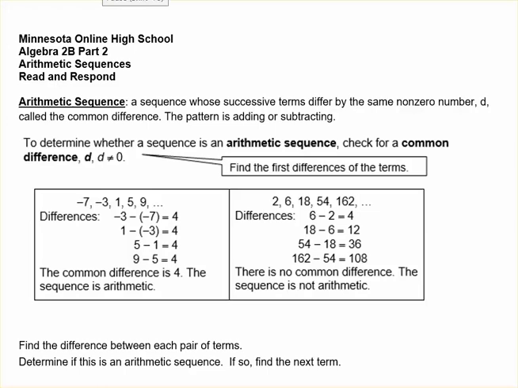Welcome to Algebra 2. In this video, we're going to look at arithmetic sequences. This is a type of sequence where we have a constant rate of change. This means that each pair of numbers has the same difference. So we will be constantly adding or subtracting the same number. In order to check for this, we're going to subtract each pair of numbers and see if it's the same. If it's a constant, it is an arithmetic sequence.